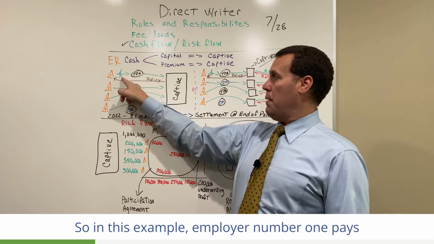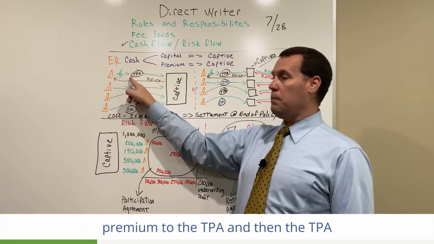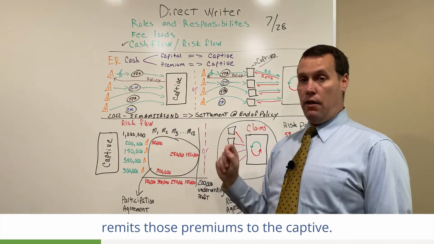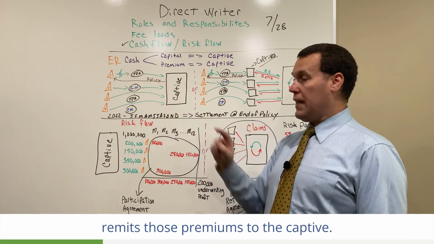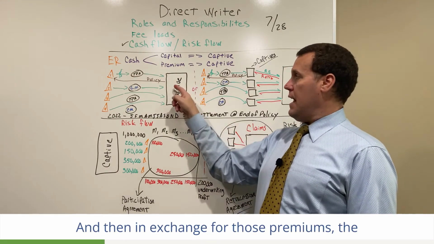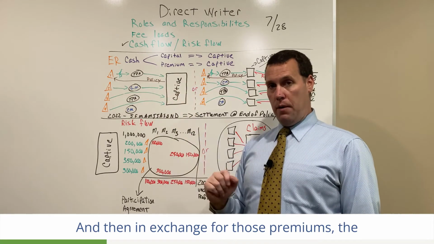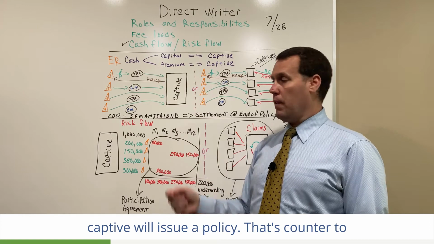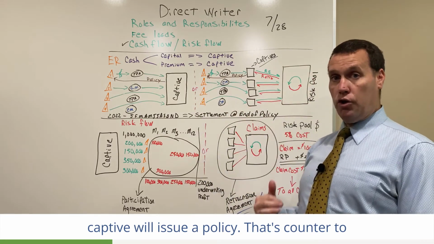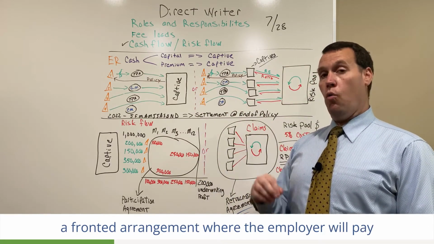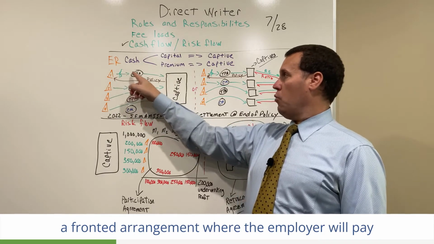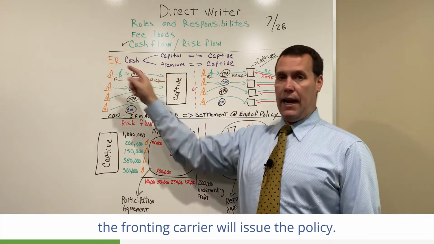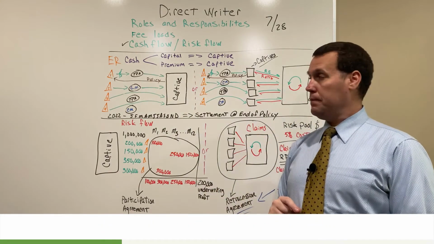So in this example, employer number 1 pays premium to the TPA, and then the TPA remits those premiums to the captive. And then in exchange for those premiums, the captive will issue a policy. That's counter to a fronted arrangement where the employer will pay ultimately to the fronting carrier, and then the fronting carrier will issue the policy.